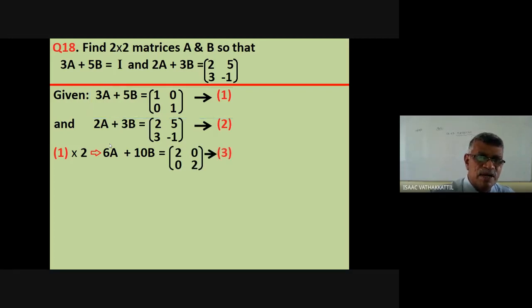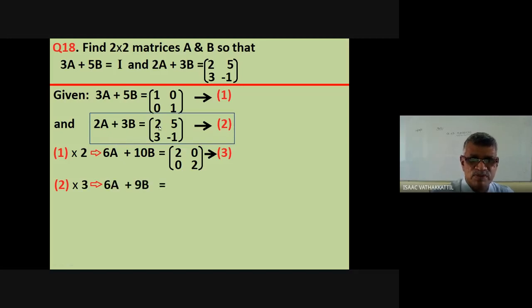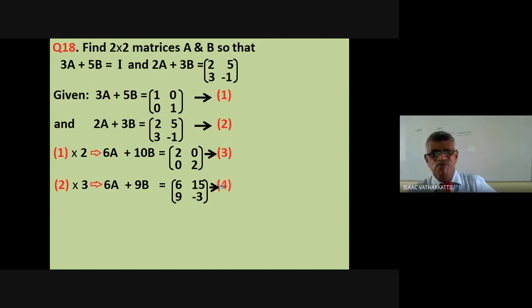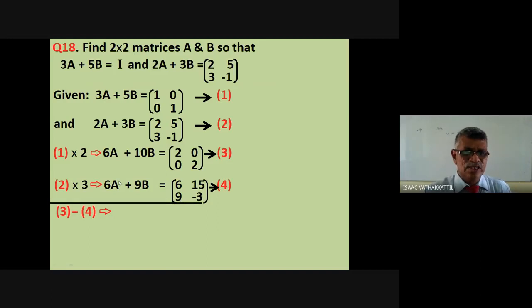Now second equation I multiply by 3, I get 6a plus 9b equal to, multiplying by 3, 6, 15, 9 minus 3. That is equation number 4. What do you do now? Equation 3 minus equation 4. 6a goes, 10b minus 9b, that is b, equal to, subtracting equation 3 minus equation 4, you get minus 4, minus 15, minus 9, 5. 2 minus minus 3. You got b.